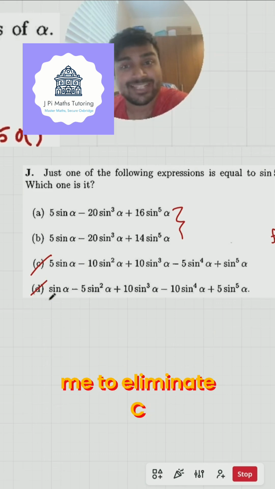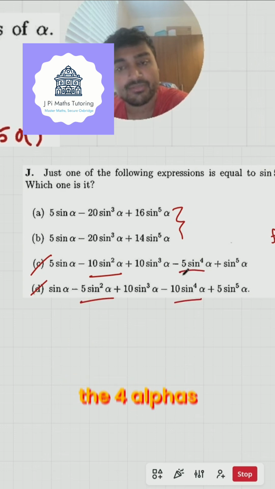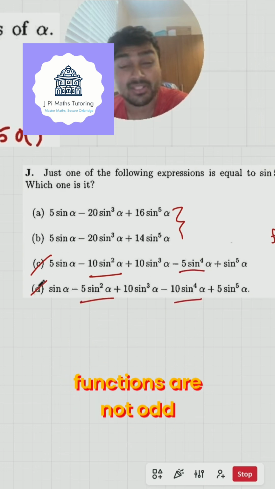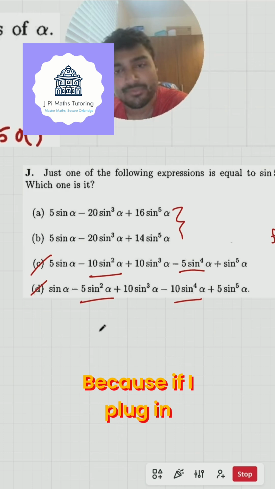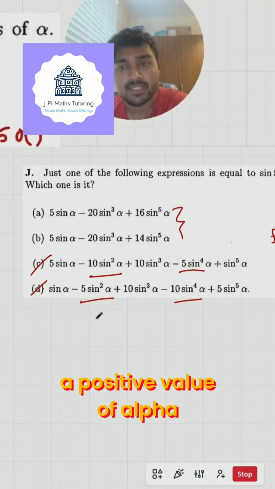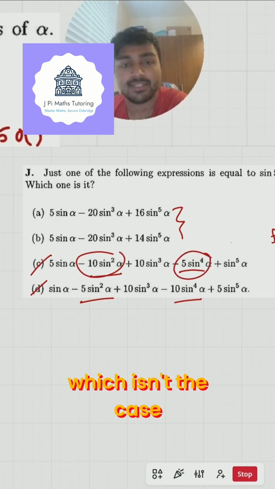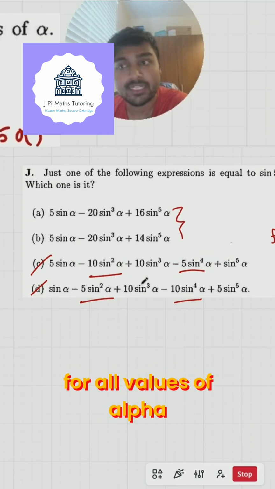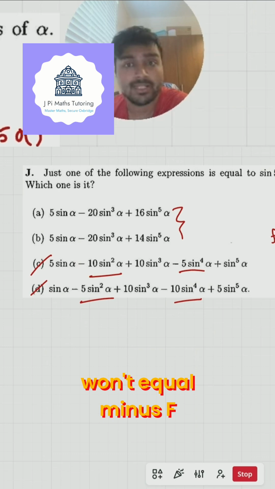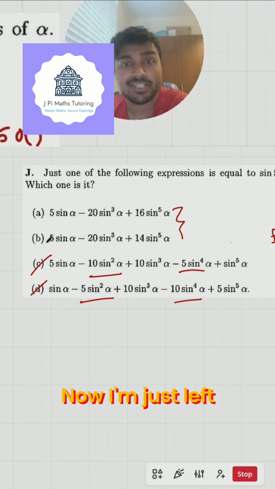Now, why does that allow me to eliminate C and D? Well, these include sine squared alphas and sine to the 4 alphas, which means that these functions are not odd. Because if I plug in a positive value of alpha, unless this just so happens to be 0, which isn't the case for all values of alpha, f of negative alpha won't equal minus f of alpha. So these can't possibly be it. Now I'm just left with 2 options, A and B.